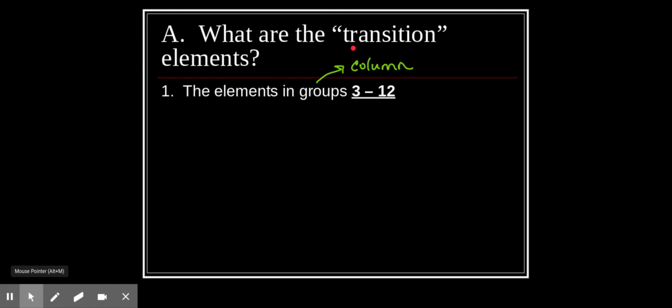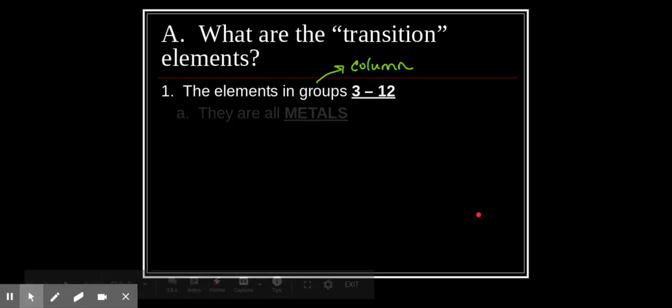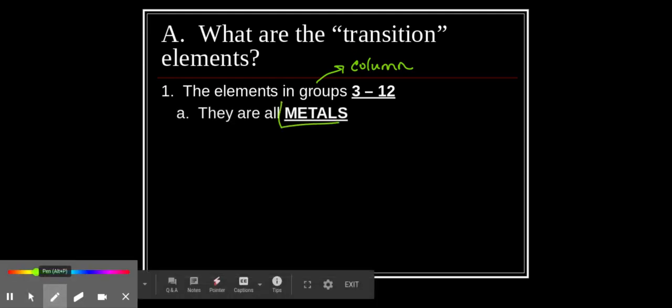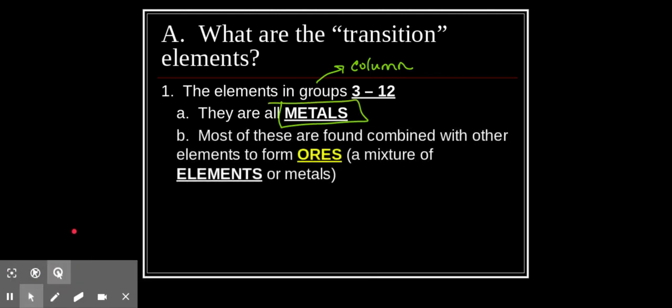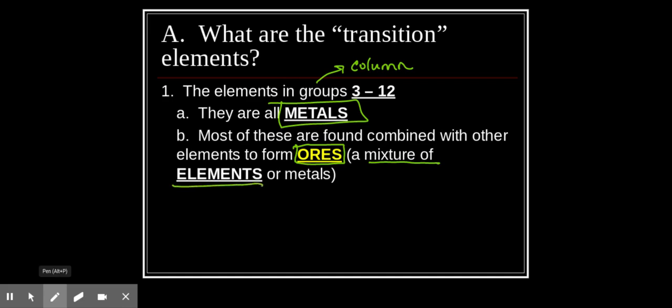There are a few things we want you to make sure that you know about these. First, that they are all metals. And secondly, they are typically found as ores when they are discovered. An ore is just a mixture of other things. Okay, so make sure that you know that. Again, ore is a key word, so I would recommend that you highlight that word. So these are metals that are found as mixtures of other things called ores.